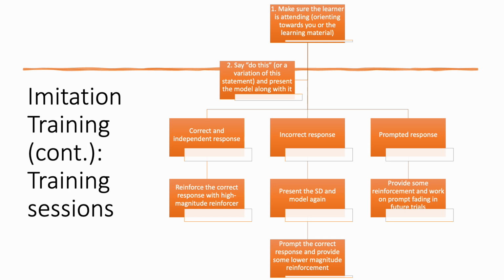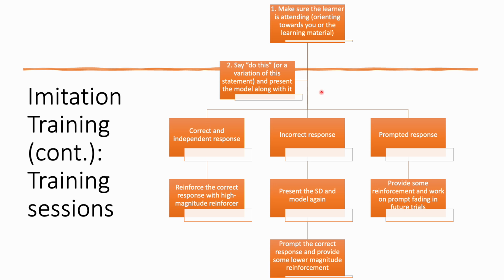And then the learner will respond in different ways. The learner may respond correctly. So if they do respond correctly and independently, then you're going to reinforce that response with high magnitude. You want them to know that what they did was the correct thing. This could look like providing praise. Maybe you provide access to a preferred item that they enjoy engaging with. Or you yourself engage in an activity with them. Okay, you're going to be combining a variety of different types of reinforcers.